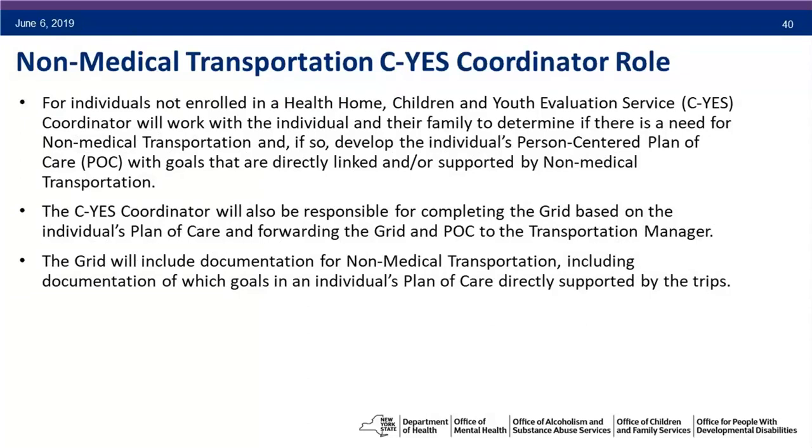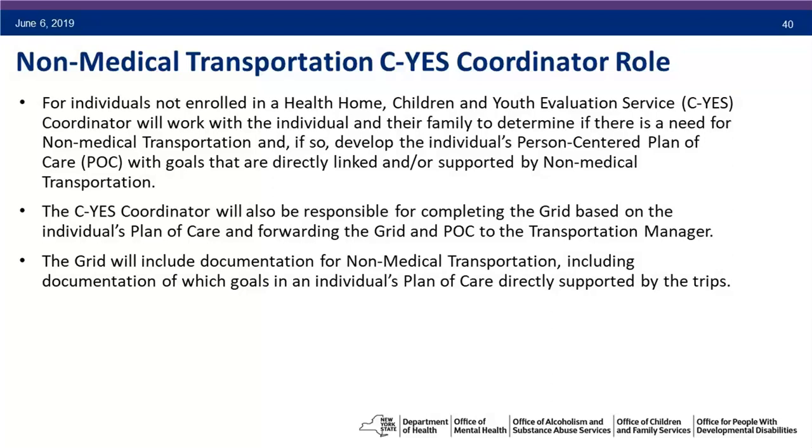The CS coordinator role is very similar for all children who have decided not to be enrolled in Health Home. The CS coordinator would work, again, with the individual and the family to first determine if there is a need for non-medical transportation, and then to develop the person-centered plan of care with the specific goals that are directly linked to that service. And the CS coordinator, just as the Health Home Care Manager, would be responsible for completing the grid and forwarding both the grid and the plan of care to the transportation manager or the Medicaid plan if the child is in Medicaid.